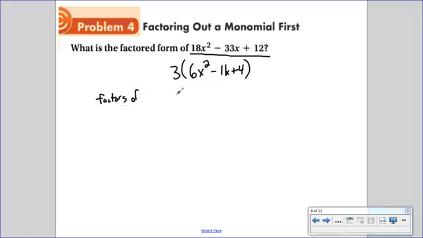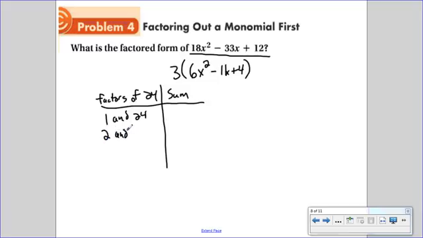And this is the sum. Factors of 24: 1 and 24, 2 and 12. What else do we got? We got 3 and 8, 4 and 6, and that should be it. 1 and 24 is 25. 2 and 12 is 14. 3 and 8 is 11. 4 and 6 is 10.